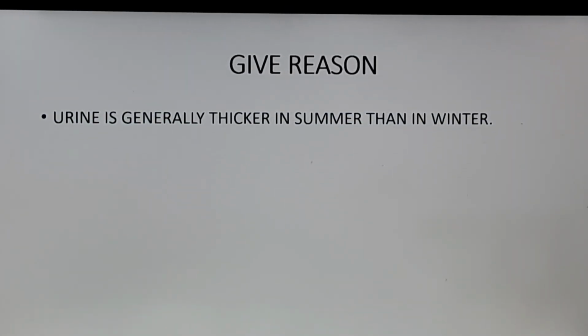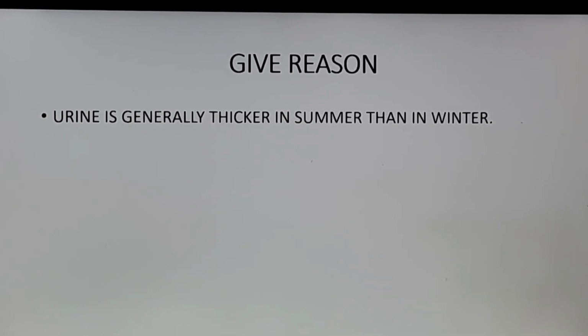Next, give reason. Urine is generally thicker in summer than in winter. What is the reason? Yes, in summer, we know perspiration, lot of sweating takes place. So, a lot of water is lost out from the body through the process of sweating or perspiration, and the kidneys have to reabsorb more water from the urine, making it more concentrated. That is the reason why urine is generally thicker in summer than in winter.